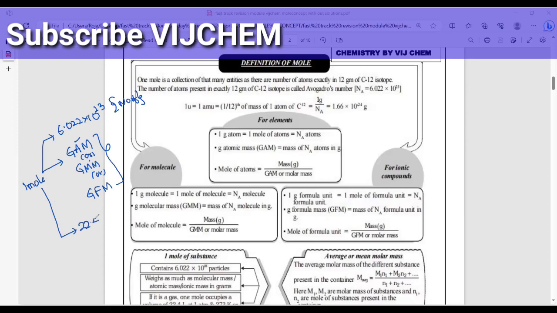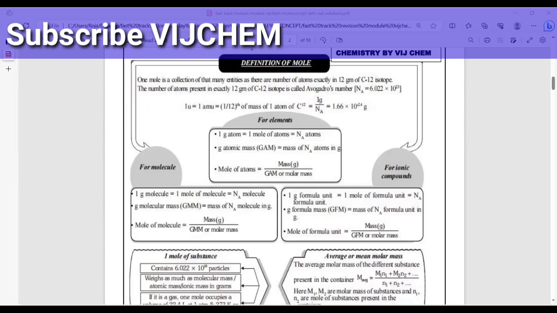Volume is 22.4 liter. Mainly you should remember 22.4 liter. This is measured at STP. Again, this is constant. There is no change. But these things will change from atom to atom. Like carbon, it is 12. Nitrogen, it is 14 for gram atomic mass. Same way for molecular mass, nitrogen is 28 for molecular mass, 14 for atomic mass. Same way for ions also it will change.